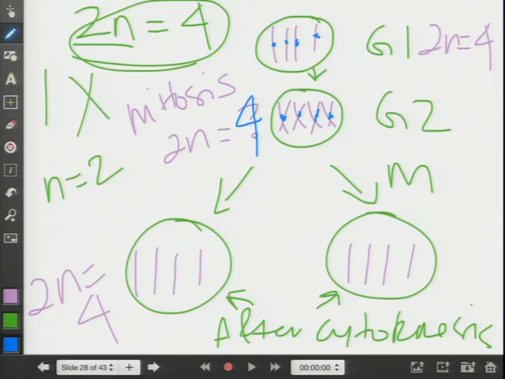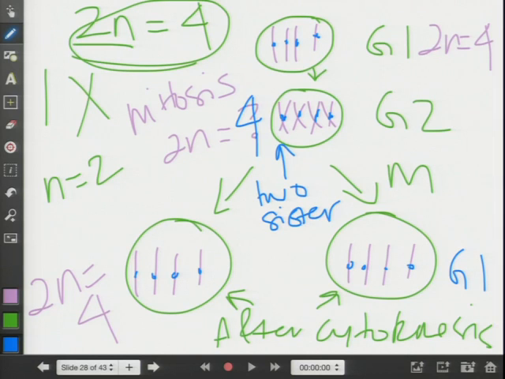So there's 4 centromeres in G1. There's 4 centromeres in G2. There's 4 centromeres after cytokinesis. And then that essentially means these guys are back in G1, or G0. But we do have twice as much DNA because each chromosome now has 2 sisters.